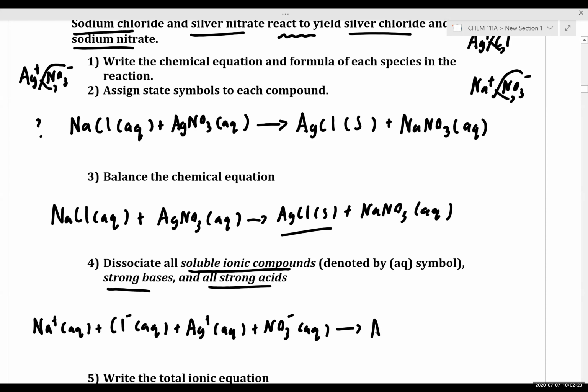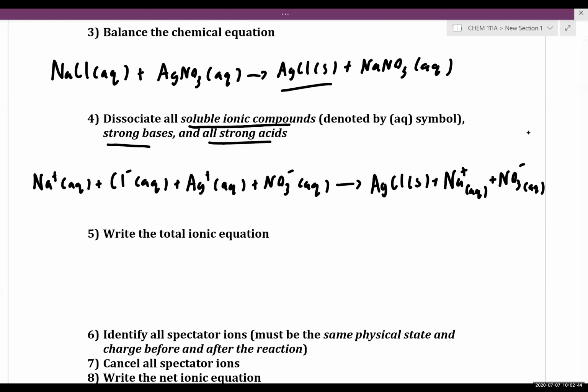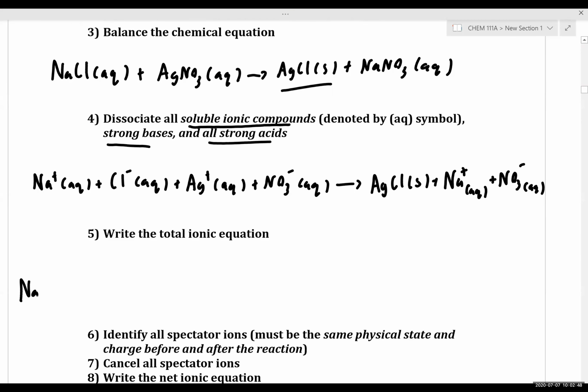No, because it's insoluble, exactly right. So we keep it as a solid, and sodium nitrate we break down into sodium plus aqueous and NO3 minus aqueous. So now we have our total ionic equation. Let's just write that out one more time.